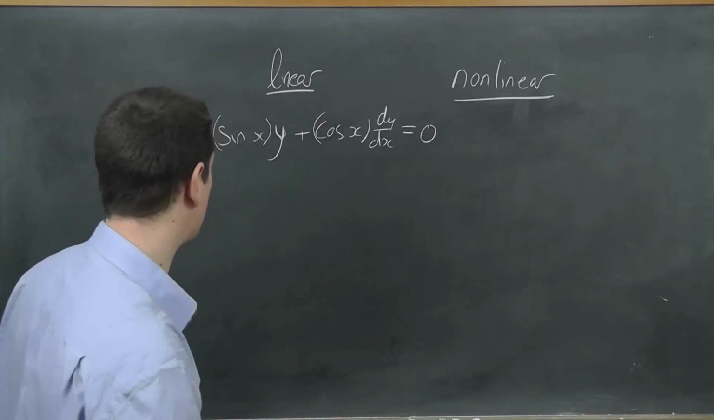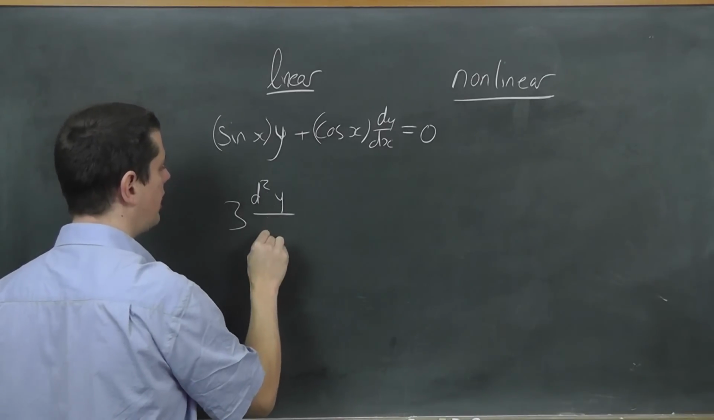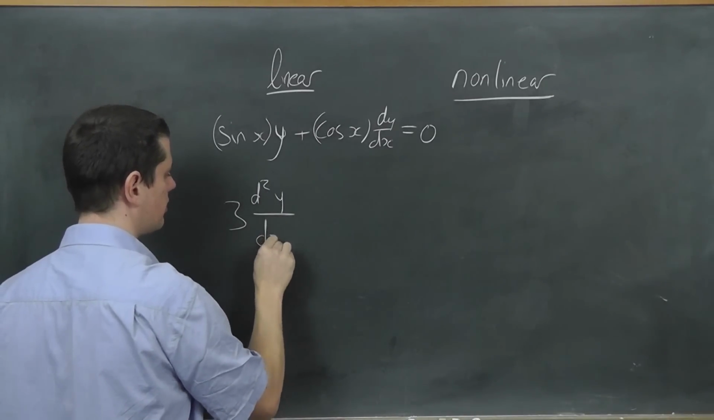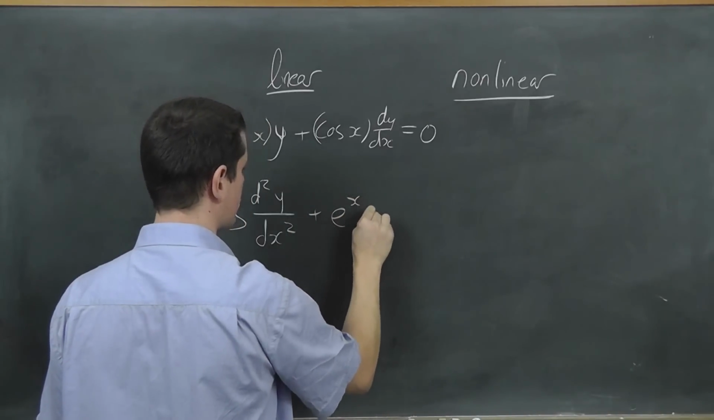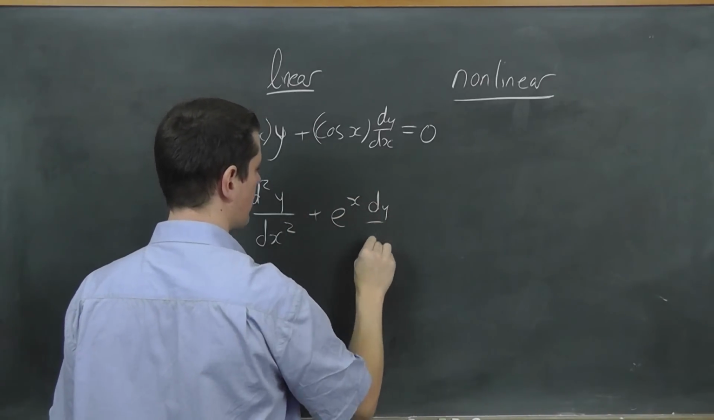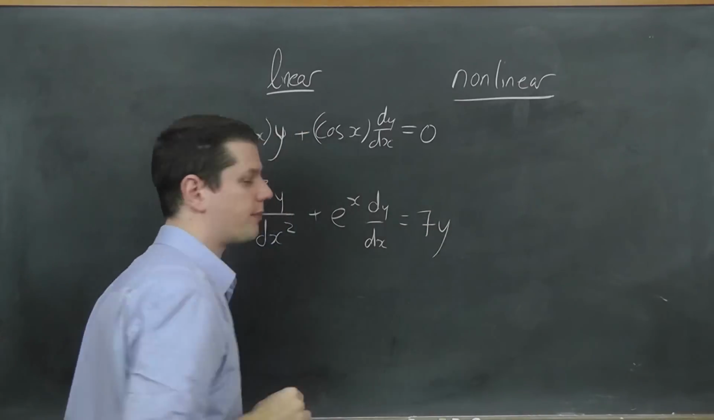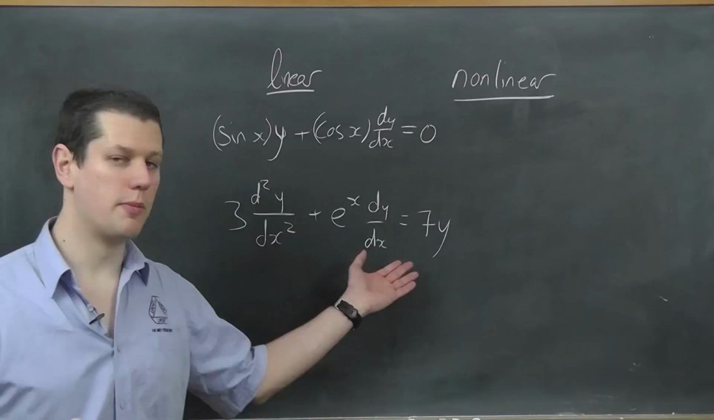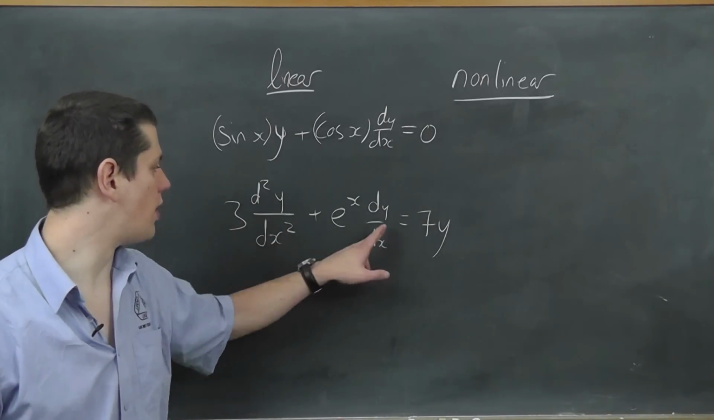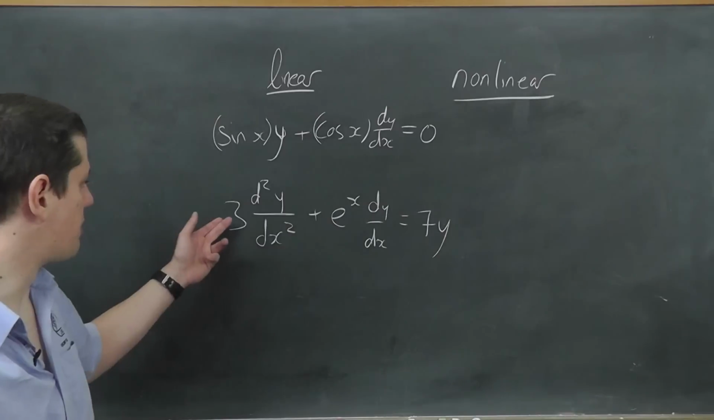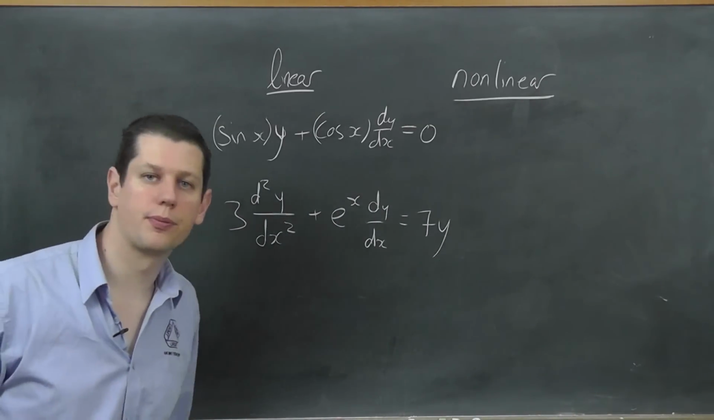For another example of a linear differential equation, maybe we could have 3 d squared y by dx squared plus e to the x dy by dx equals 7y. Every term in this equation consists of y, or one of its derivatives, multiplied by a function of x, and then we add and subtract all these terms.